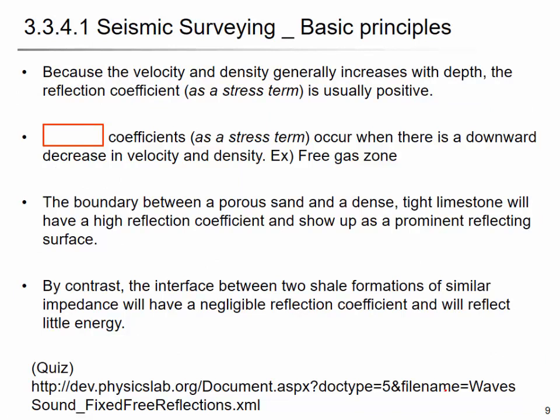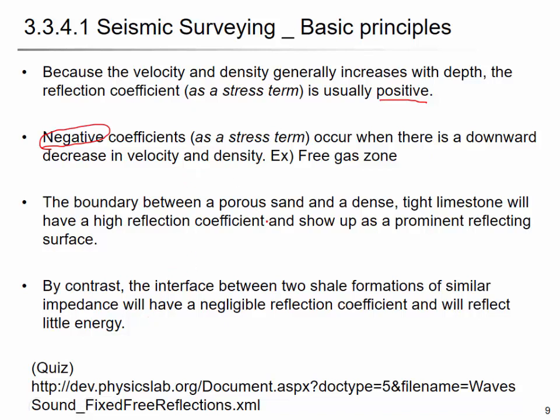It's just the summary. When you have a P wave going through the stratum or the geology formation, generally, with depth, the stiffness increases and the density also increases, right, with the porosity, so that you have the reflection coefficient as a positive value. And if you meet somehow a free gas zone with a low impedance value, then you will have a negative reflection coefficient. So the signal will be inverted.